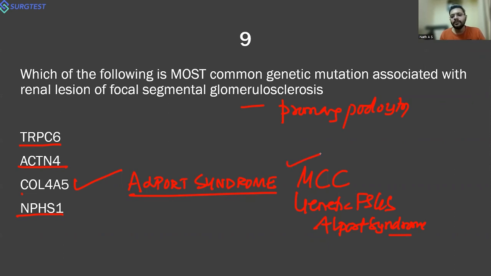So that's why I'm telling you that the most common, without even reading a textbook, we can tell you. Once you join nephrology, without even reading a textbook, you can tell that Alport syndrome is the most common cause of genetic FSGS. You do a biopsy, the light microscopy will show FSGS.